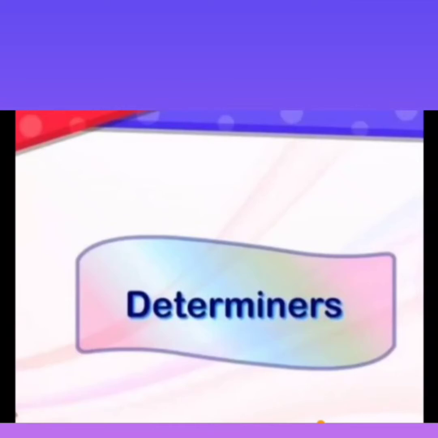It is a specific word that is used before a noun and tells us whether the noun phrase is specific or general. It gives importance to the noun phrase. So, determiners are either specific or general. They tell us the quantity, possession, and demonstrate the noun. Clear, students?